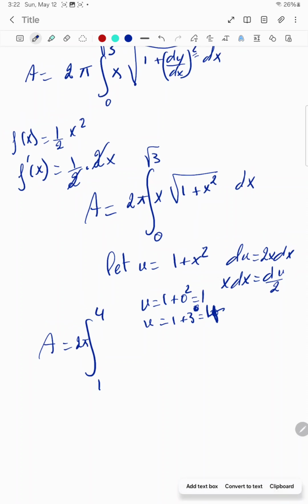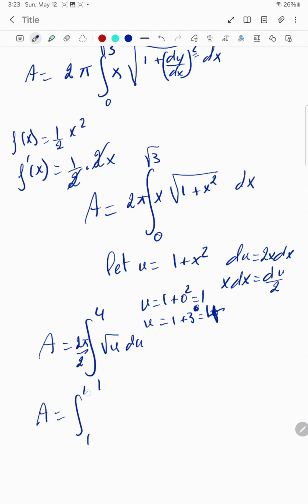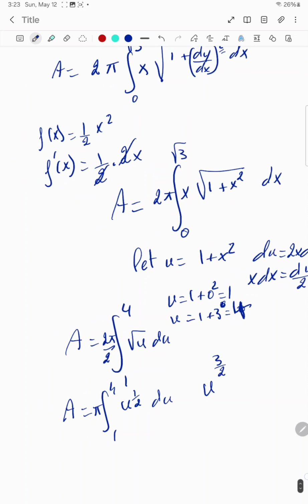Well, du divided by 2, I can put the divided by 2 outside, and x dx is du divided by 2, and it will become square root of u du. And that becomes easy. So the area between 1 and 4 is pi, outside, of u to the power 1/2 du. So it becomes u to the power 3 over 2, because 1/2 plus 1 is 3 over 2, divided by 3 over 2, between 1 and 4.